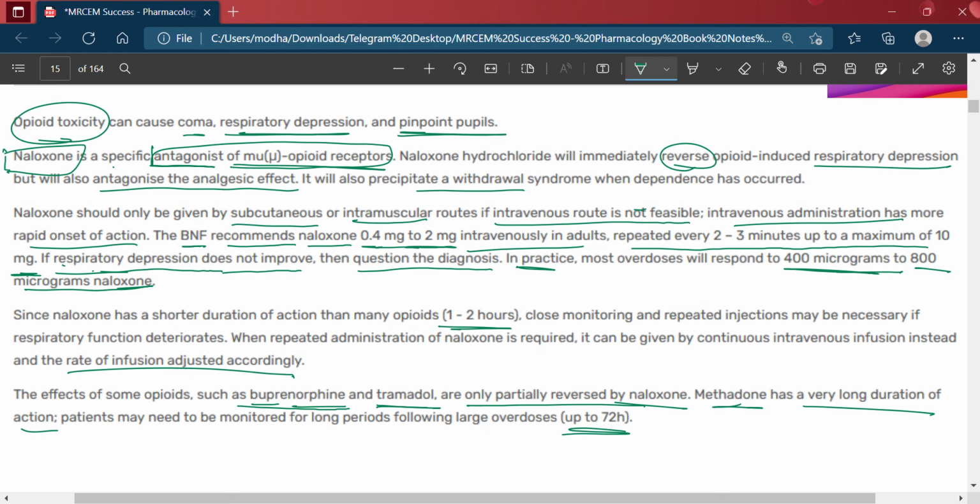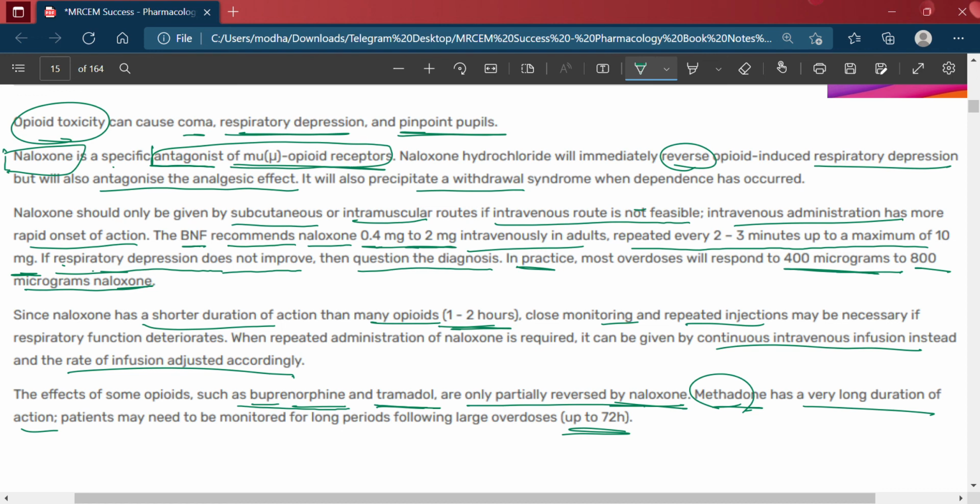Since naloxone has a shorter duration of action than many opioids, which have 1 to 2 hours of duration of action, close monitoring and repeat injection should be necessary. When repeated administration of naloxone is required, it can be given by continuous IV infusion. The effect of some opioids such as buprenorphine and tramadol is only partially reversed by naloxone, and methadone has a very long duration of action.